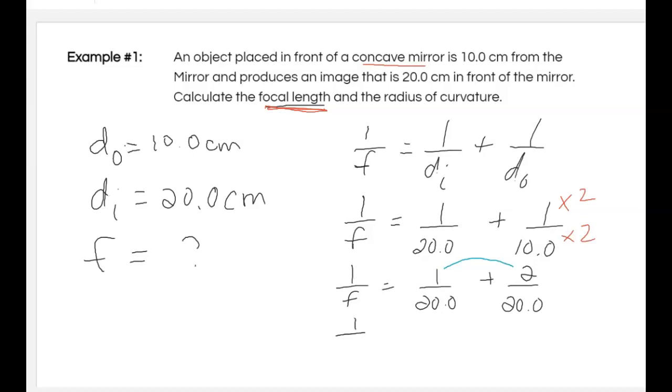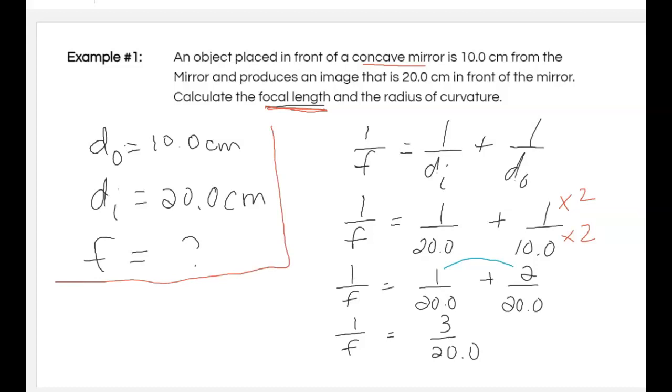And so 1 over F is going to be equal to 3 over 20. Now, I could evaluate this, but I'm not going to at this point, because I want to explain a little bit more about how and why this particular solution and method works. So I'm just going to cordon off that.